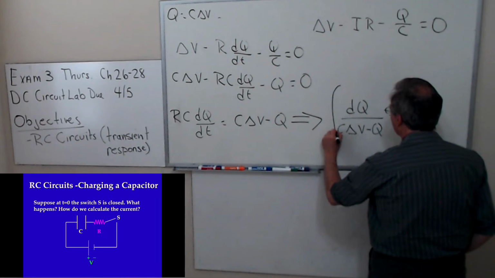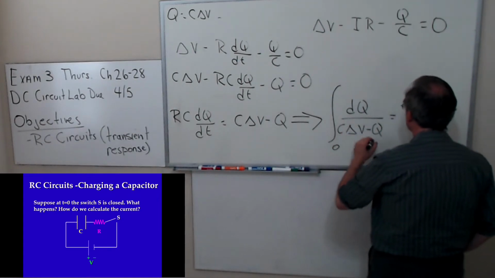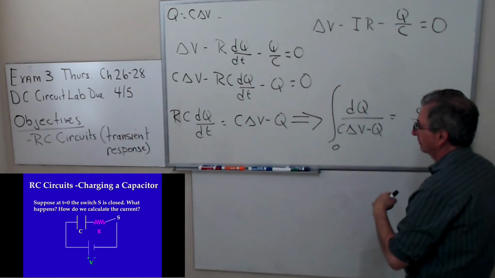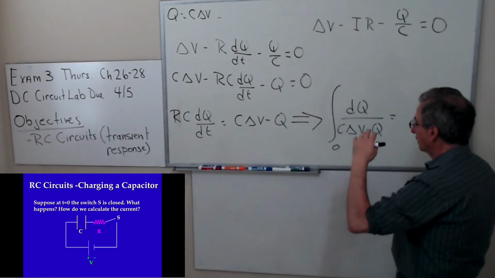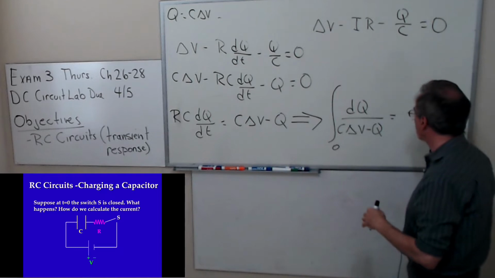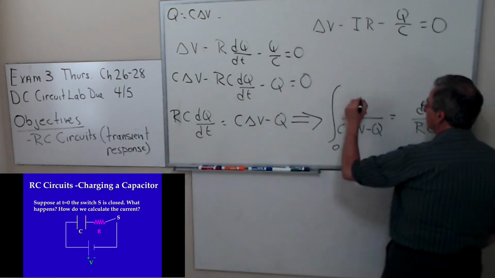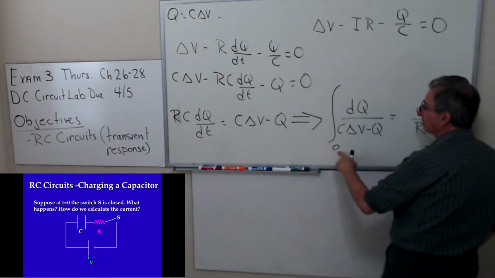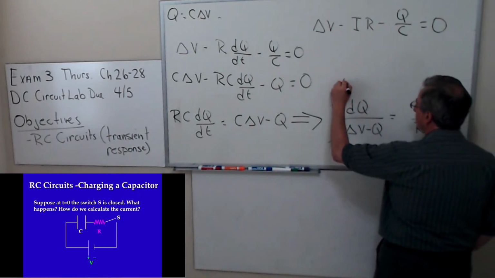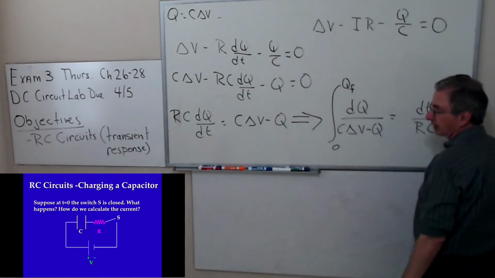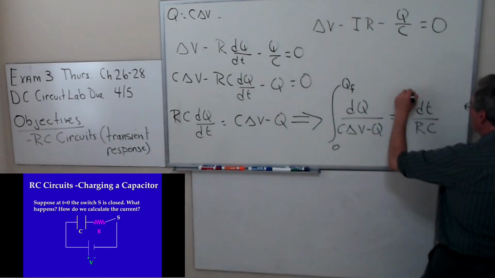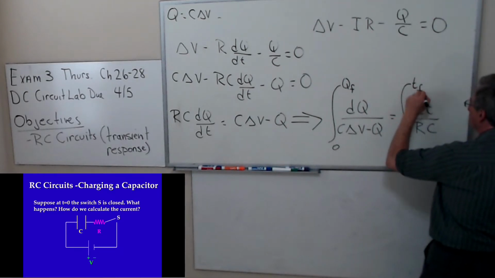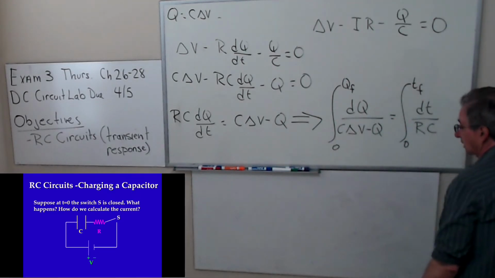I'm going to put limits in my integral, because otherwise I'm going to have to find a constant of integration. It's a little bit more work, but I can do it that way too. So let me just put limits. I want to integrate from the time in which we started, where this thing had no charge, to some final charge, q sub f. And so I'm going to integrate from t equals 0 to some t final. Is that okay?